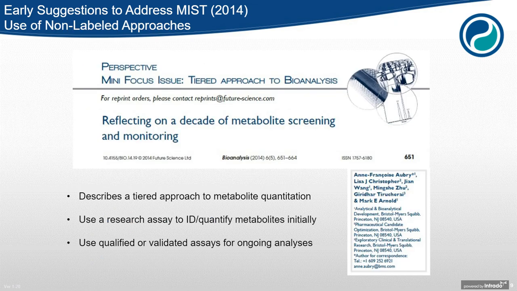So the same group published this paper in 2014, where they describe a tiered approach, where we use a research-grade assay to identify and quantify metabolites to address the MIST guidance, and then if there is any further need to quantify metabolites in ongoing subsequent clinical studies, then you use a qualified or a validated assay for that. And so that is the approach that the community has typically gone for, where we use high-resolution mass spectrometry in a research-grade assay to conduct our studies to comply with the FDA and ICH guidance. Could I have the next slide, please?